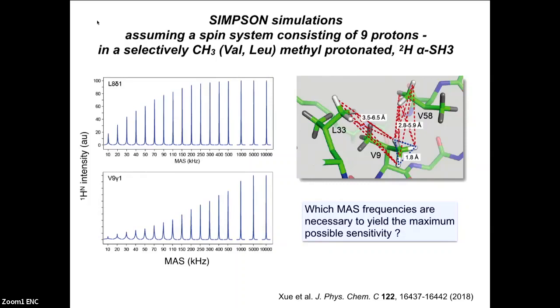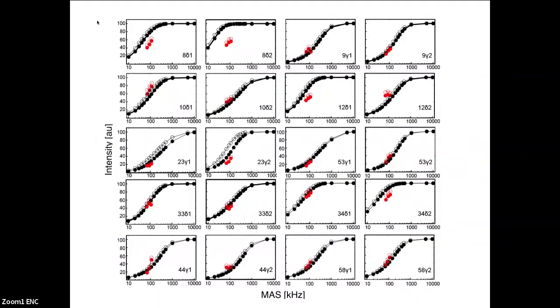And what you can see here is that for certain groups like leucine 8, at a rotation frequency of 100 kilohertz, you reach 80% of the maximum possible intensity. However, if you do the same for valine 9, then at 100 kilohertz rotation, you only reach an intensity that corresponds to 20 to 30% of the maximum intensity. And we can do this for each and every methyl group.